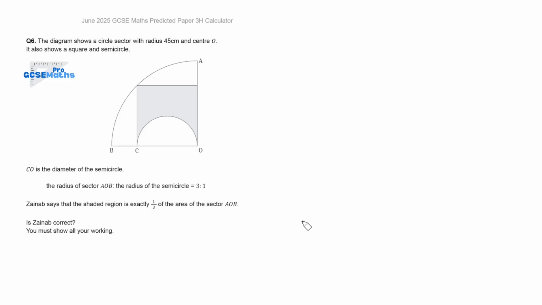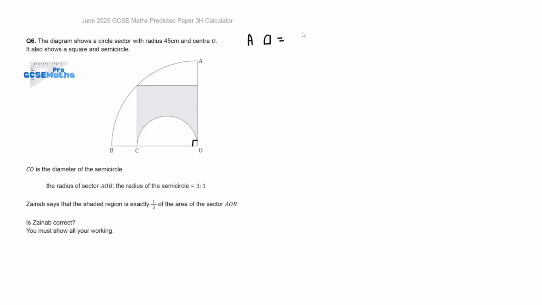Is Zainab correct? So effectively we're just working out a load of areas, aren't we? We want the area of the whole sector. You could always start there. So the area of the sector. Now, they've not given us an angle explicitly, but we do have this square, and obviously a square we know is 90 degrees. So we know it's effectively a quarter of a whole circle, isn't it?